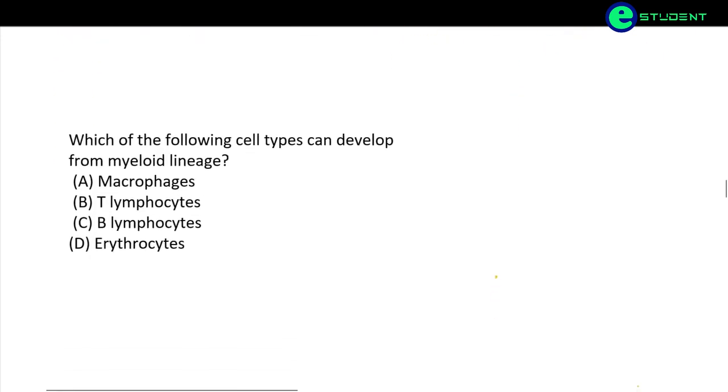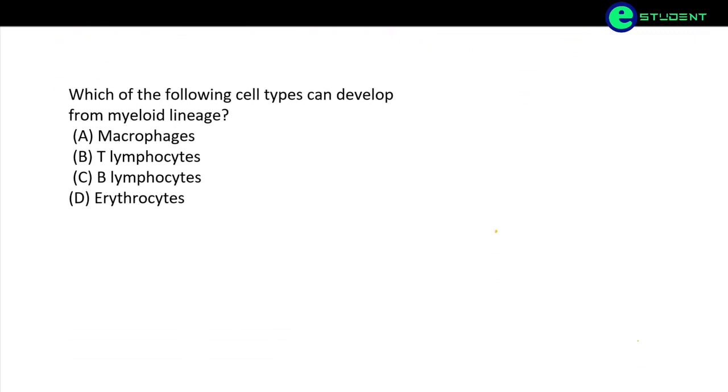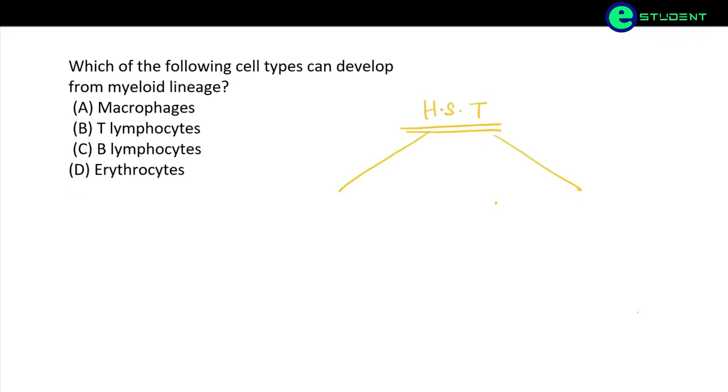Now coming to the next question, which of the following cell types can develop from a myeloid lineage? So this is a very simple question. For that we'll understand. We know that hematopoietic stem cells divide into two types of lineages within our blood cells. One is the myeloid lineage and another one is the lymphoid lineage.